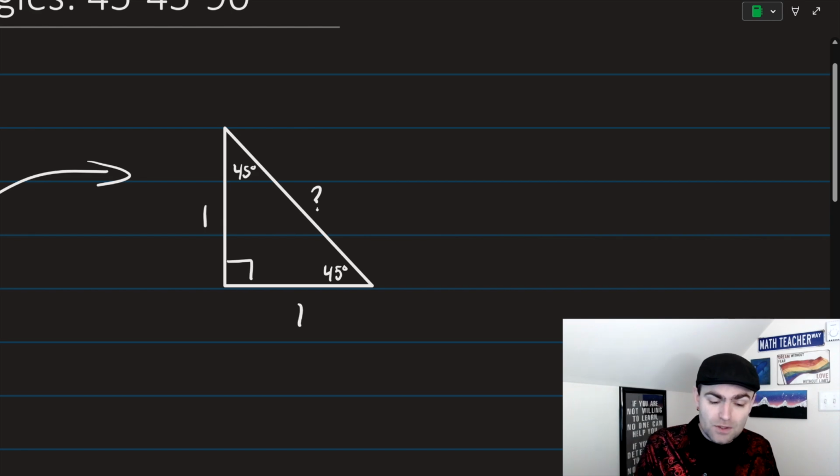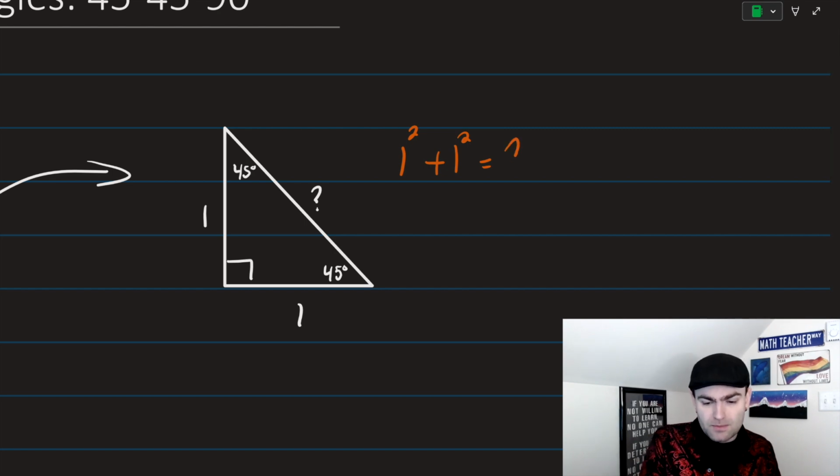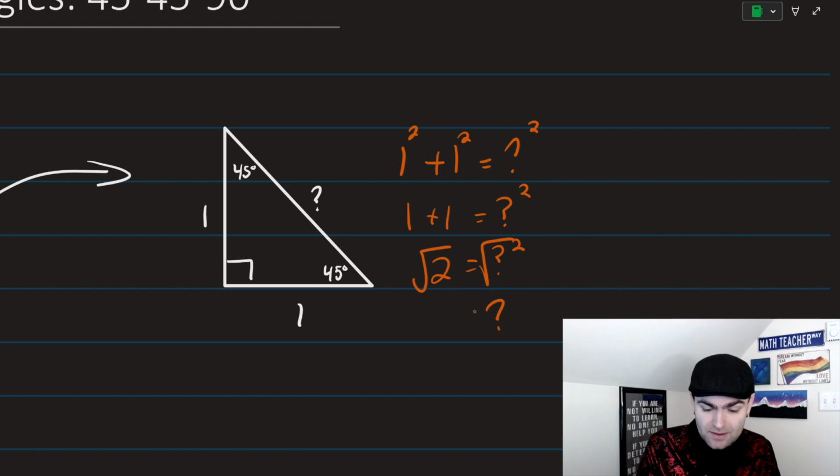So for a unit square, we would have 1 squared plus 1 squared is equal to our hypotenuse, which is the diagonal, which would be question mark squared. 1 squared is 1. 1 squared is 1. So 1 plus 1 is 2. So our question mark squared is equal to 2. How do you undo a square? With a square root. And that means our question mark is equal to the square root of 2.